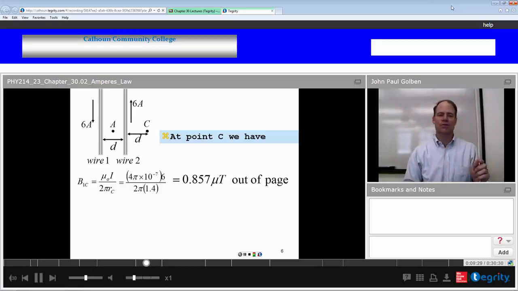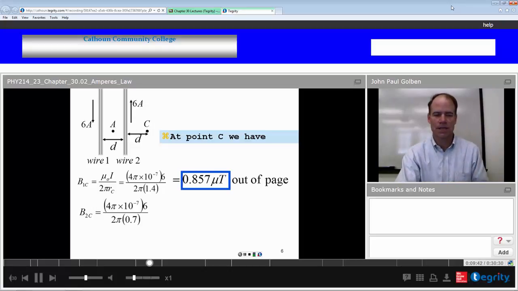What about wire number 2? The current's going up, but we're again to the left of that current, and now, due to that current, the magnetic field is going into the page, in the opposite direction. That would be 4 pi times 10 to the minus 7 times 6 amps over 2 pi. We're only 1d away from wire number 2, so that's 0.7 meters. That's a magnitude of the magnetic field of 1.71 microtesla.